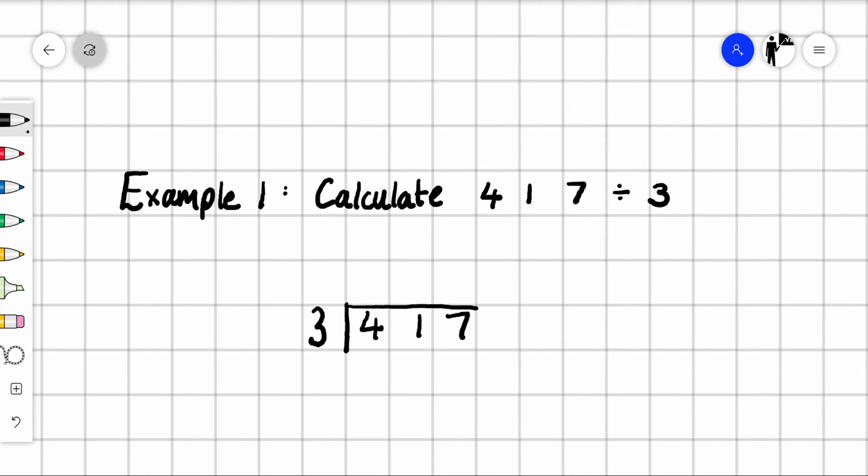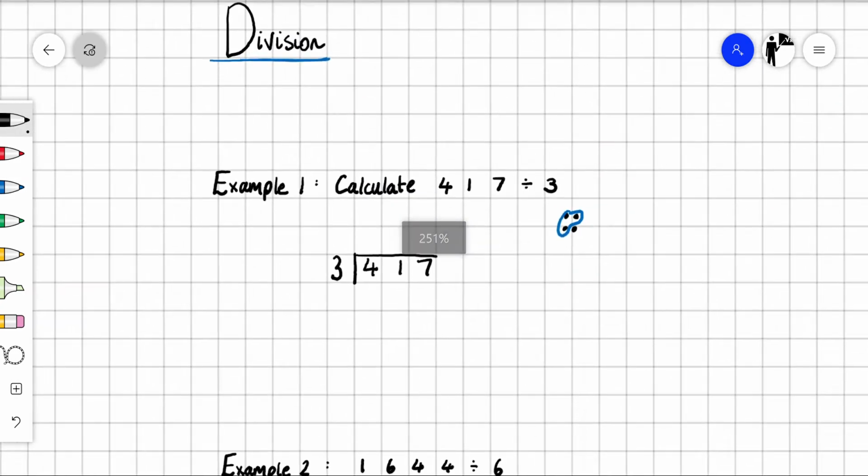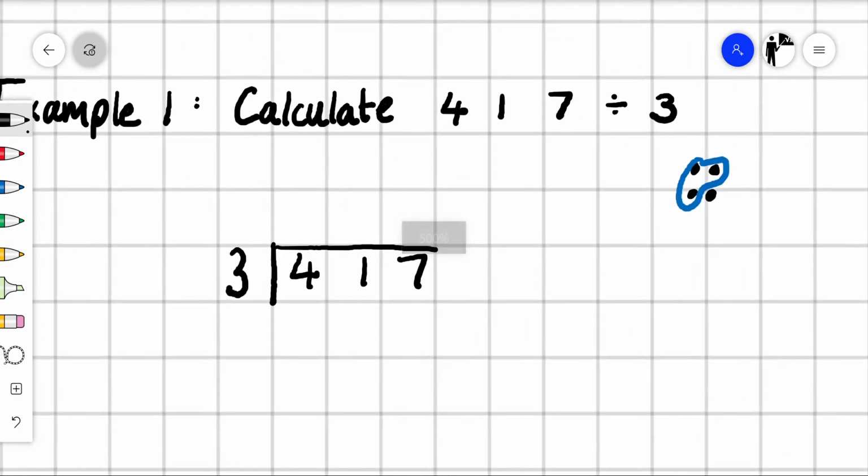How many times does 3 go into 4? Well, if we think about 4, I'll just do a wee picture at the side here. Here's 4. How many groups of 3 are there? Well, there's one group of 3 with one left over.